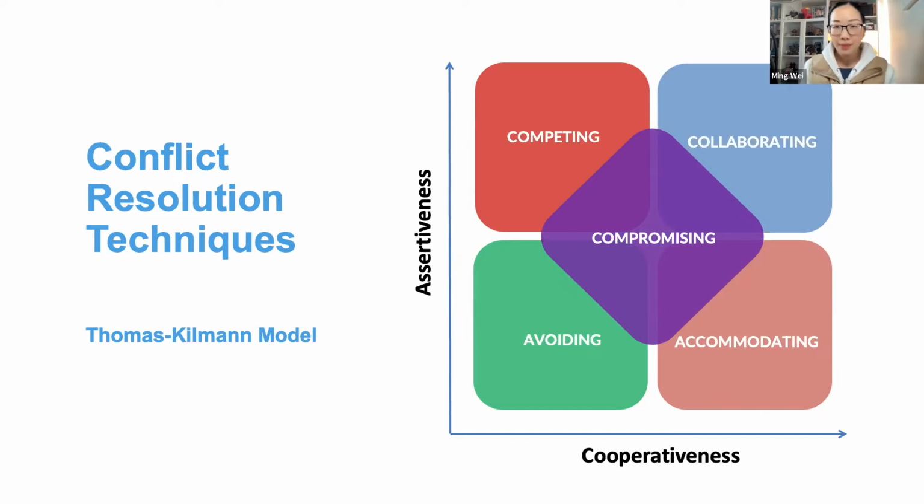If we look up, we have competing. This is someone who would satisfy their own needs at the expense of the other party. So it's about them, it's not about anybody else. That's competing. And the last one is collaborating. This is where we find a solution which entirely satisfies the concerns of all parties involved.